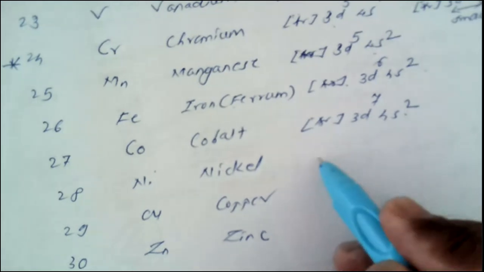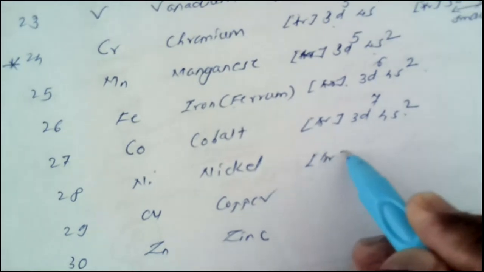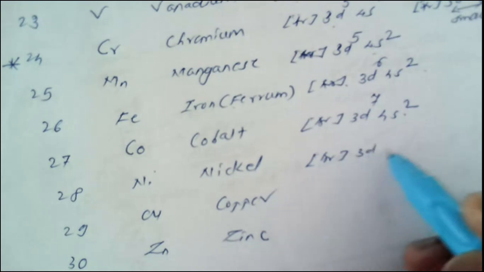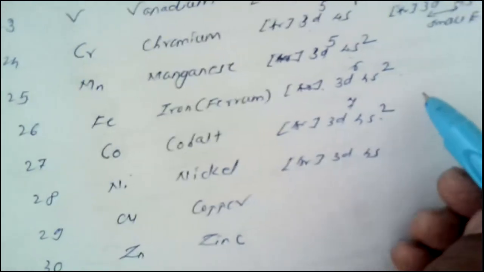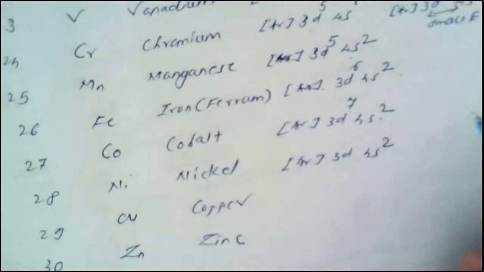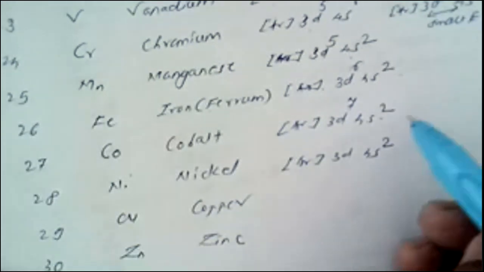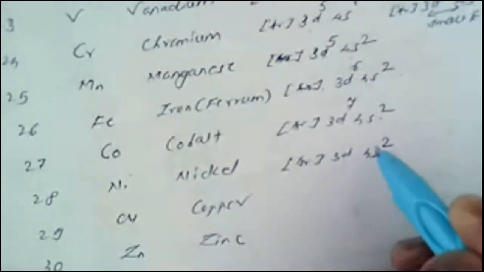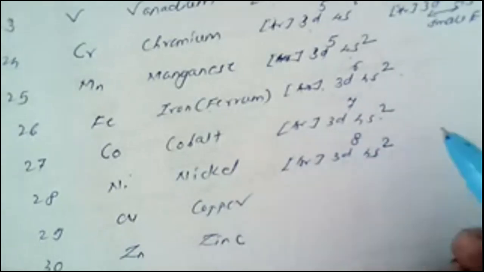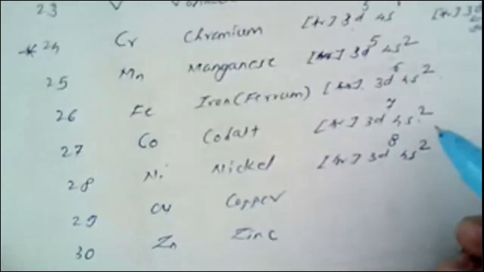Then nickel, atomic number 28. In terms of argon core, 3d8 4s2. No question about 4s, which is filled at calcium, 4s2, and 18 plus 2 is 20 plus 8 is 28, which is the electronic configuration of nickel.